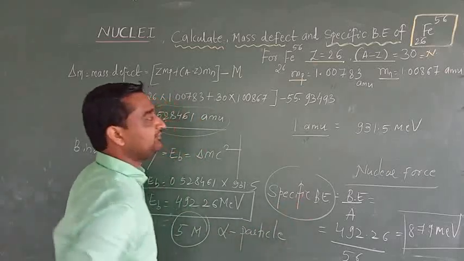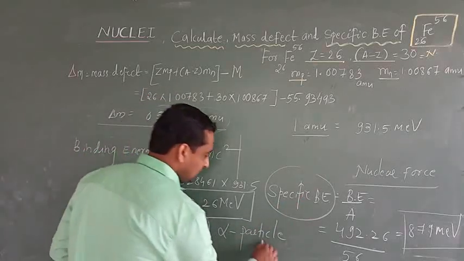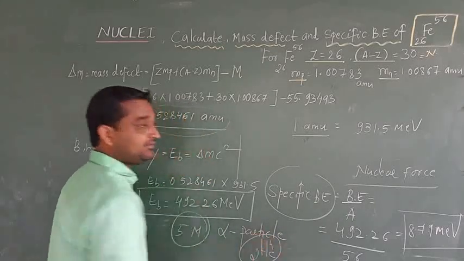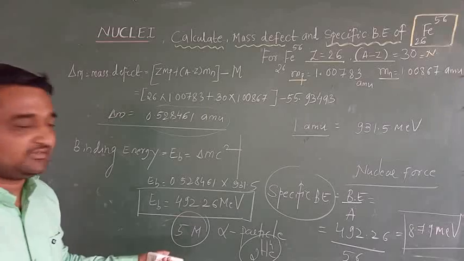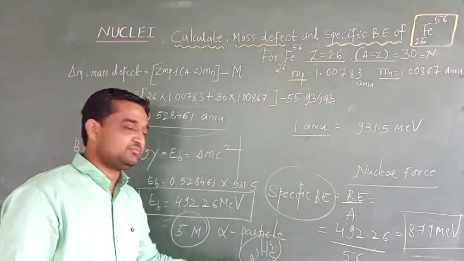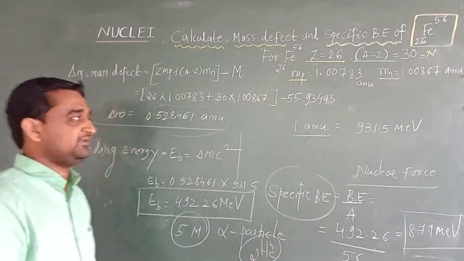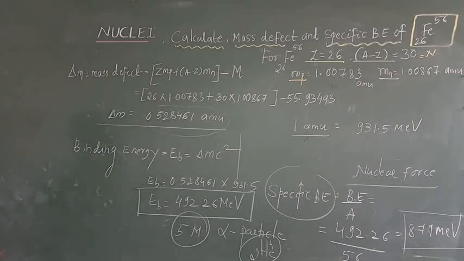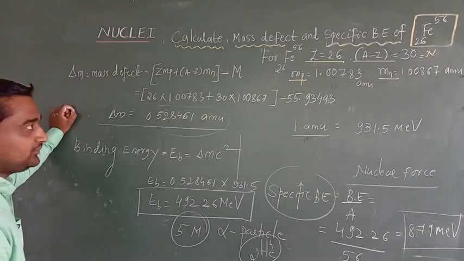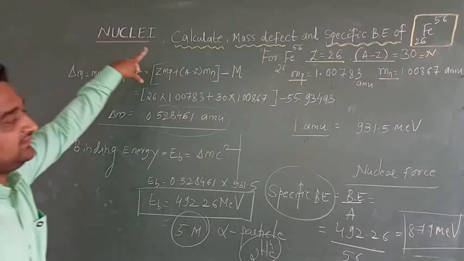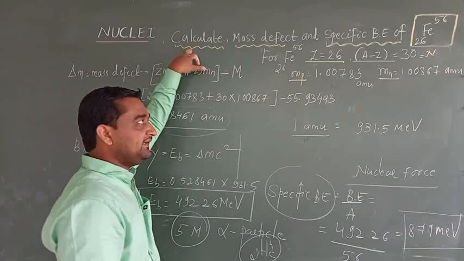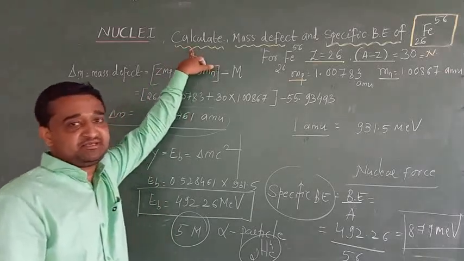So alpha particle means what here? Alpha particle means helium nucleus. This only we have done. We have solved the numerical in the previous class, right? Helium-2, that is the alpha particle. So one of the important 5 mark numericals based on the chapter Nuclei is the calculation of the mass defect, binding energy and specific binding energy.